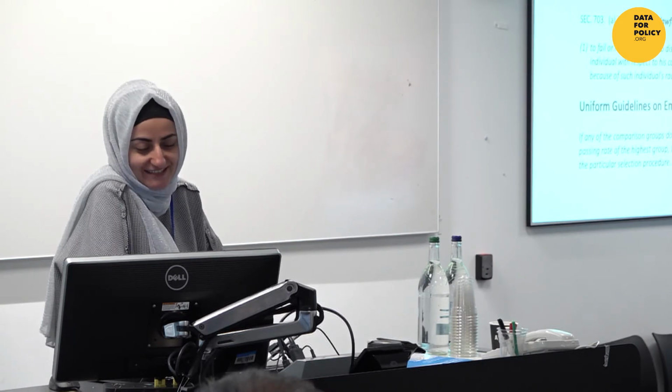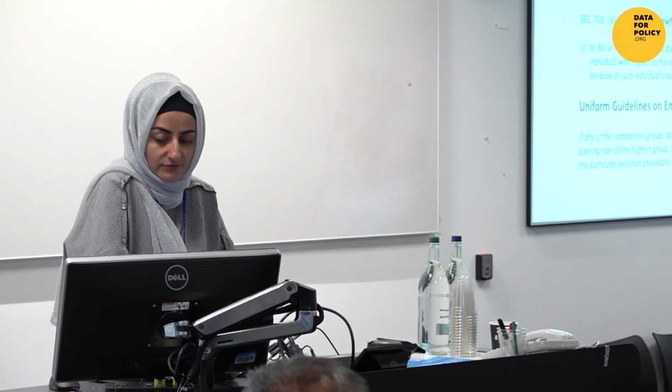And the Uniform Guidelines on Employee Selection Procedures go one more step further and try to describe what they mean by discrimination against a certain group, with the 80% rule. If any of the comparison groups does not have a passing rate equal to or greater than 80% of the passing rate of the highest group, then it is generally considered as evidence of adverse impact.